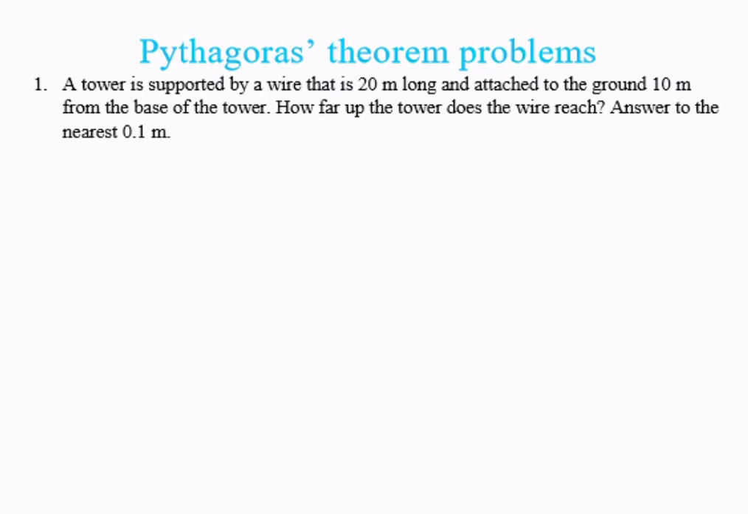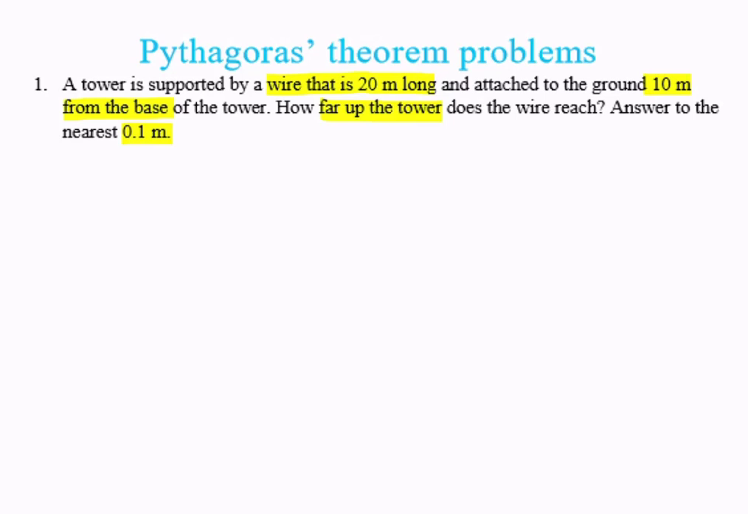Pythagoras' theorem problems. So the first problem we're looking at is this. A tower is supported by a wire that is 20 meters long and is attached to the ground 10 meters from the base of the tower. And the question is, how far up the tower does the wire reach? And answer to the nearest 0.1 meter.